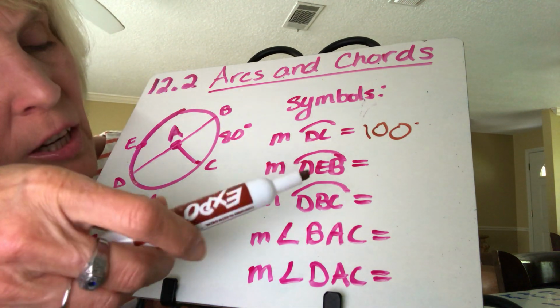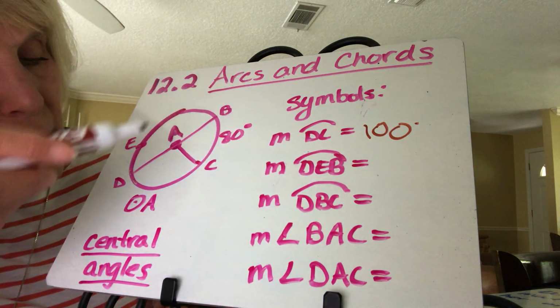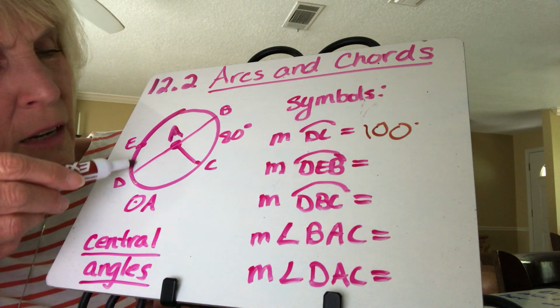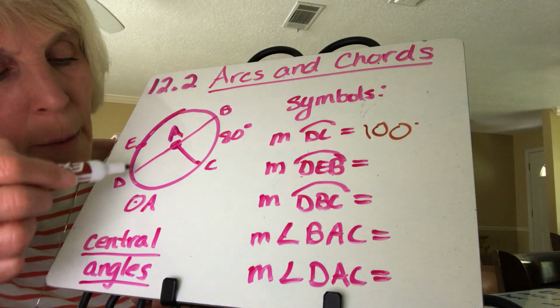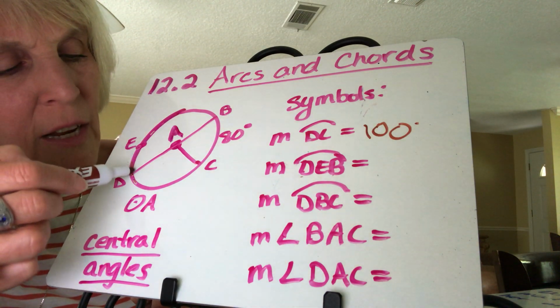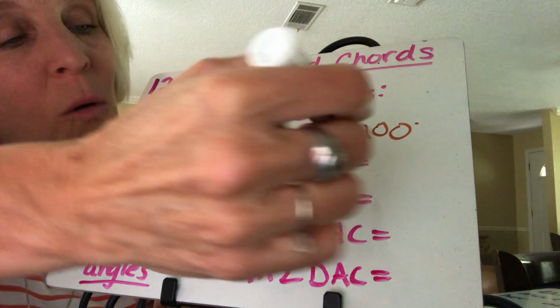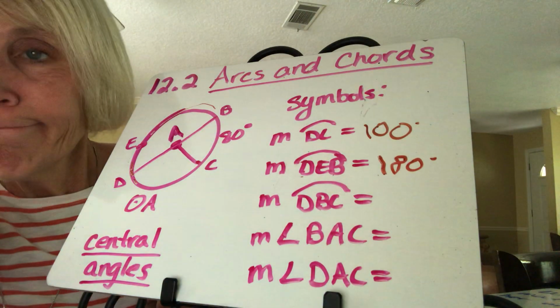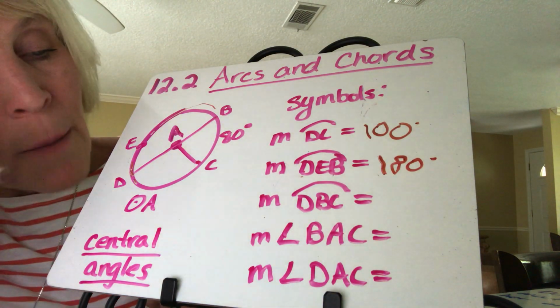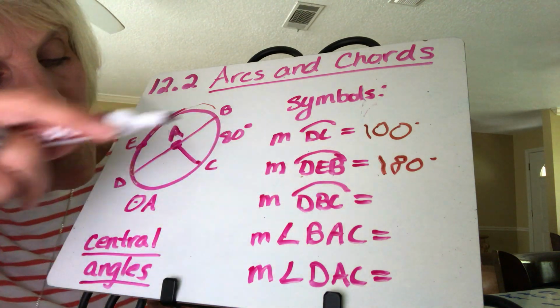Now, look at how you're going to name it if it's arc DEB. So if it starts at D and goes all the way over, it has to start and stop at those endpoints. So you're looking at D to B. Well, that makes a semicircle. How many degrees are in a semicircle? Perfect, 180 degrees. How about the measure of arc DBC?